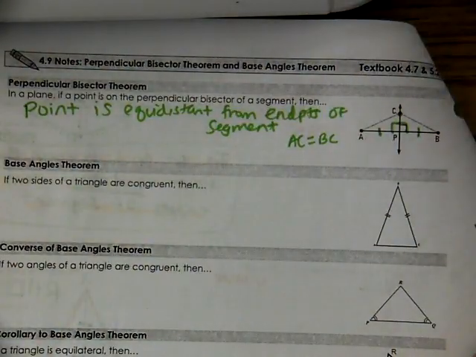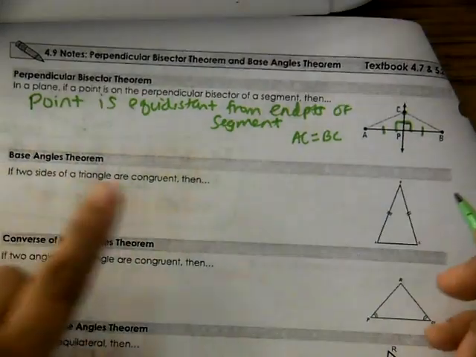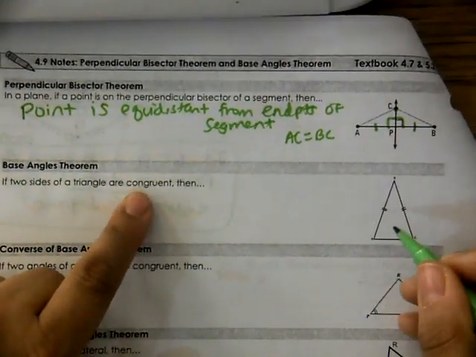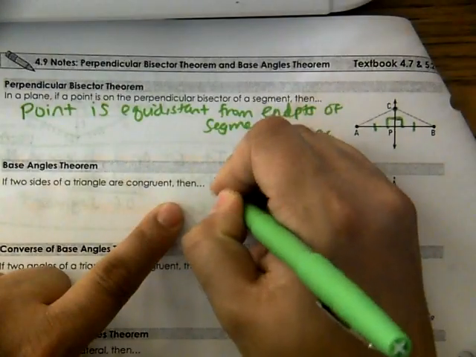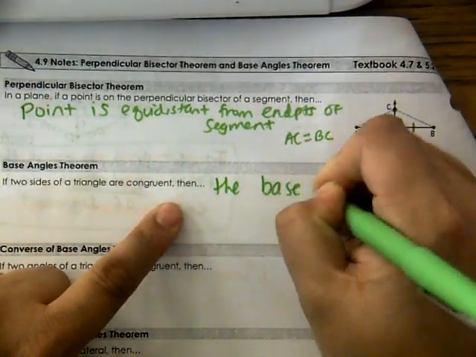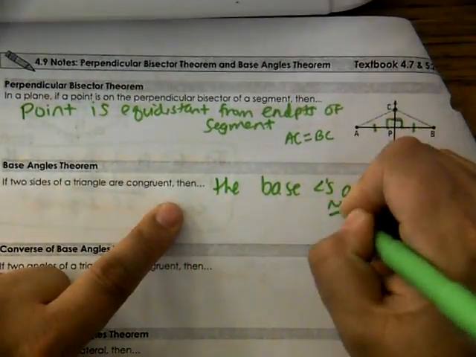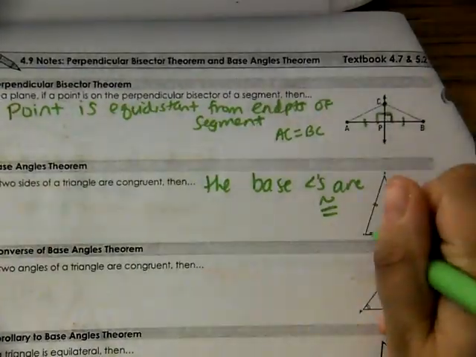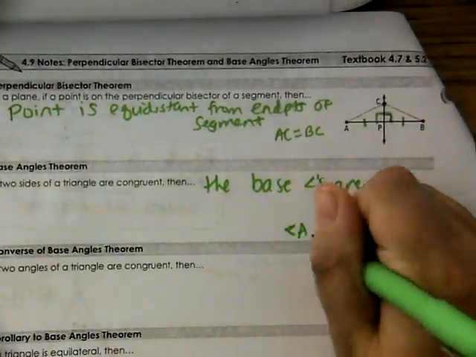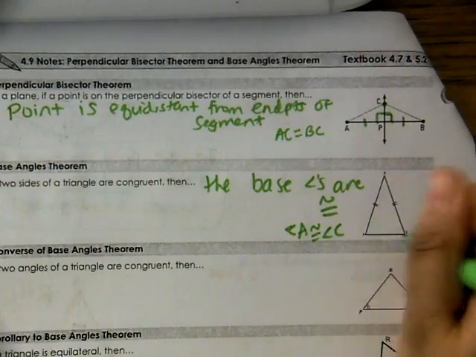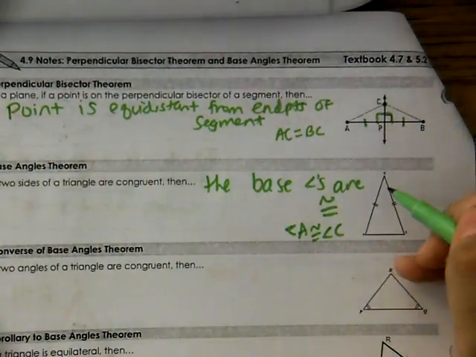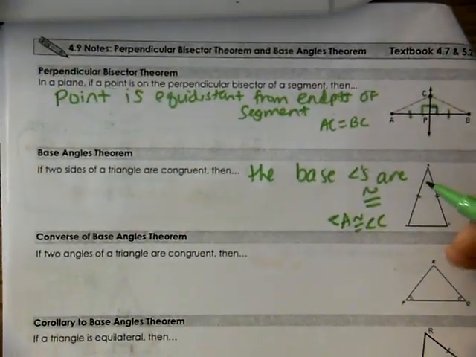Okay, so then we have the base angles theorem, which says if two sides of a triangle are congruent, like notice it's an isosceles triangle, then the base angles are congruent. Okay, and then we would know that angle A in this diagram is congruent to angle C. Those are the base angles, whereas B is the vertex angle. I don't know anything about that one.